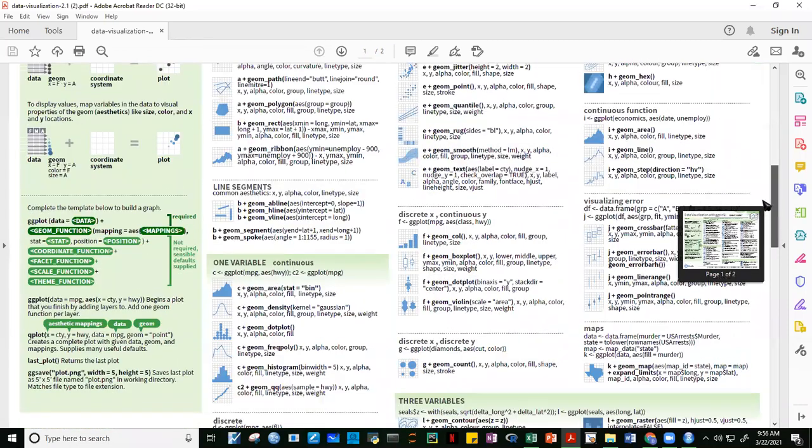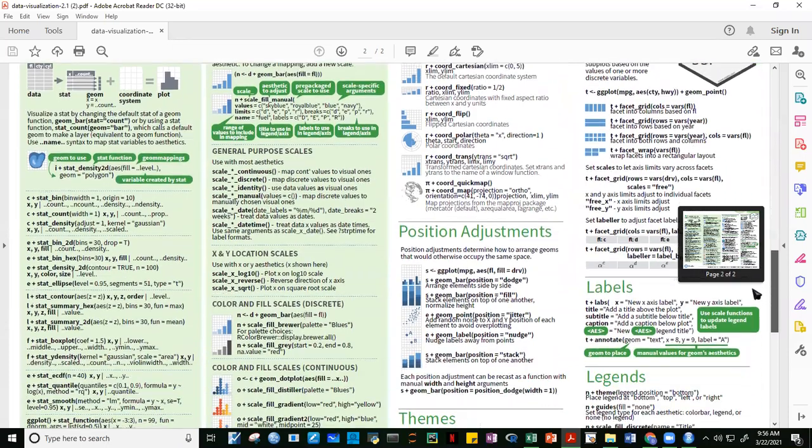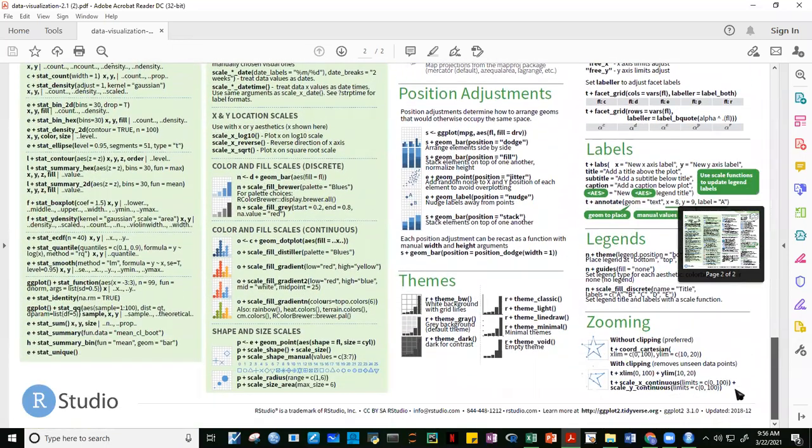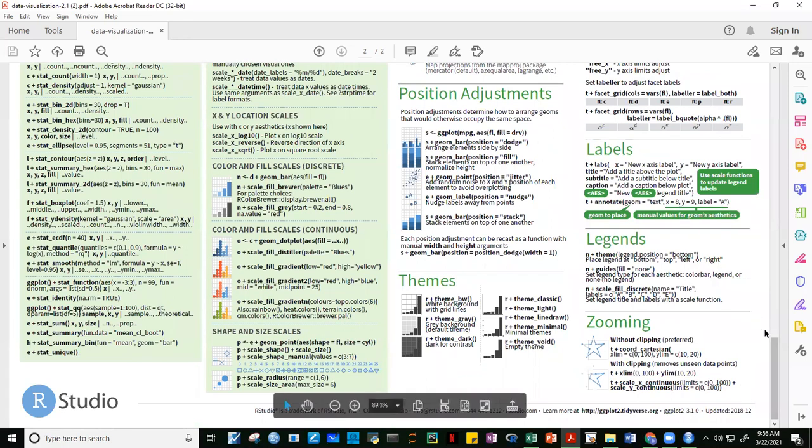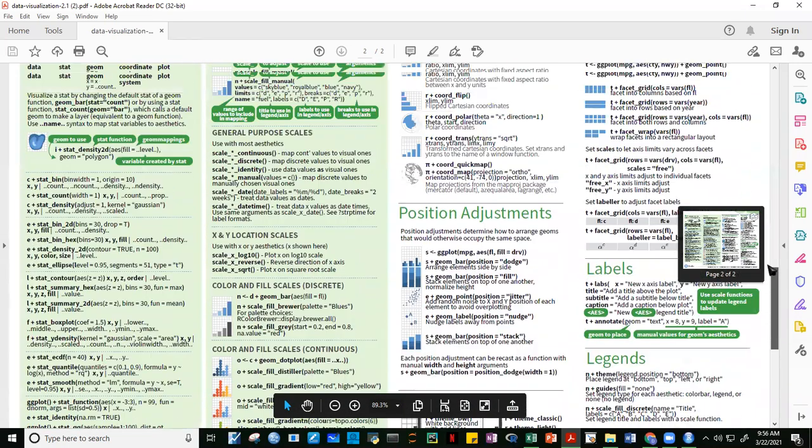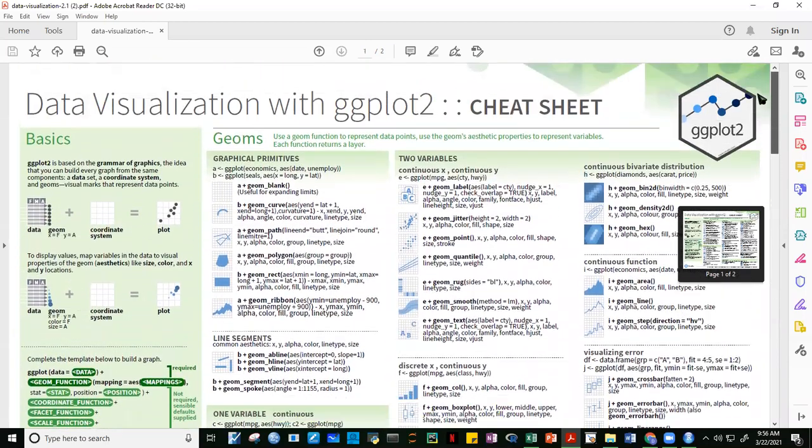As you can see, guys, there are so many plots that you can use in ggplot2. And these are just the basics, guys. If you take a look at the basics, as I mentioned a while ago, ggplot2 is based on the grammar of graphics, the idea that you can build every graph from the same components. So what are those components? You have a data set, you have a coordinate system, these are our aesthetics, and geoms. These are the shapes, the visual marks that represent your data points.